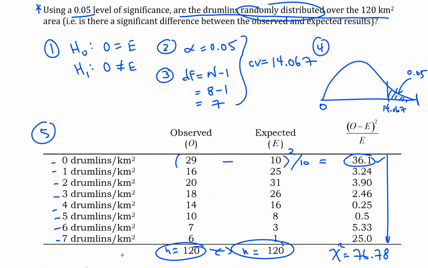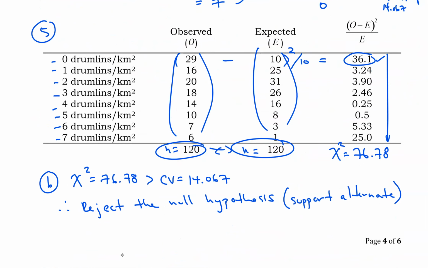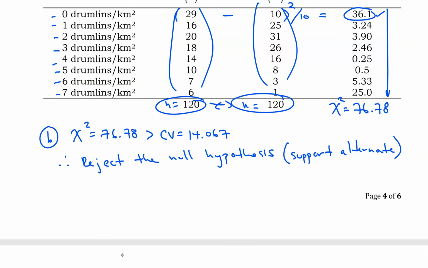And so what we're doing is we're rejecting our null and we're supporting that there is a significant difference in my observed versus expected. So if there's a difference between observed and expected, these are not randomly distributed. So in that case, there's some kind of geological situation that's actually happening here, why they're not randomly distributed.